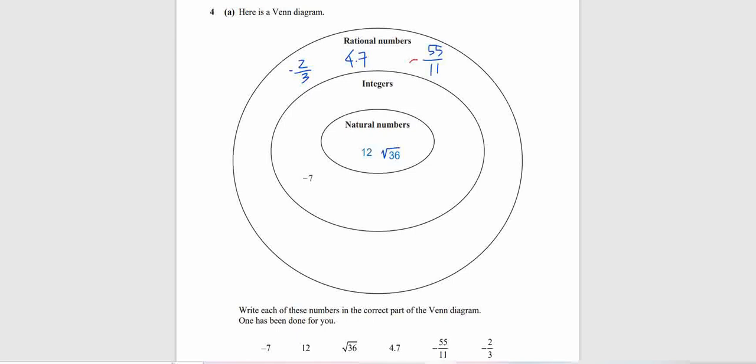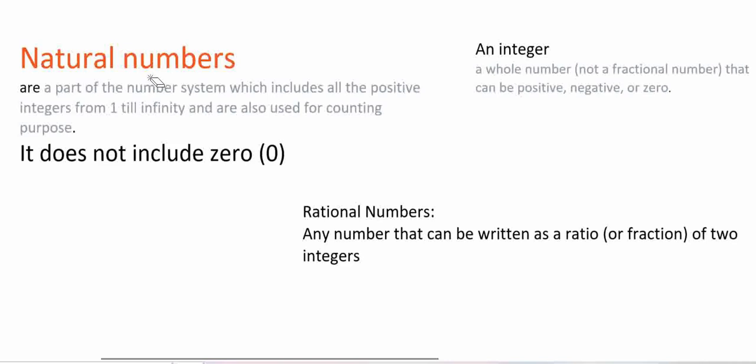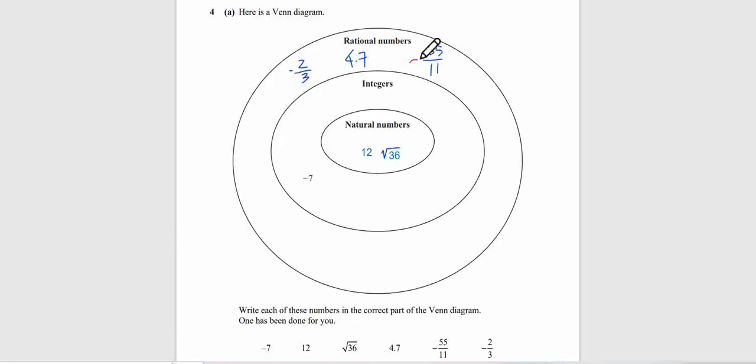Let's see the explanation. What are rational numbers, integers, and natural numbers? Natural numbers are part of the number system which includes all positive integers from 1, and it does not include 0. An integer is a whole number, not a fractional number, that can be positive, negative, or 0, while rational numbers are any numbers that can be written as a ratio or fraction of two integers. So based on that, we can write natural numbers in here, 12 and square root of 36, integer -7, and these can all be written as fractions. That's why they are rational numbers.